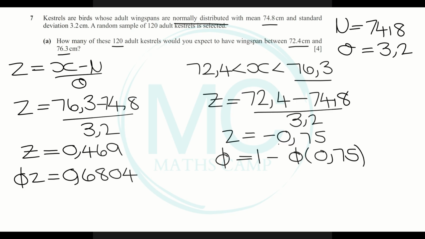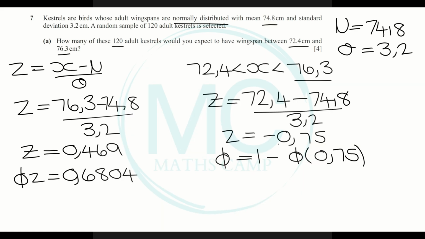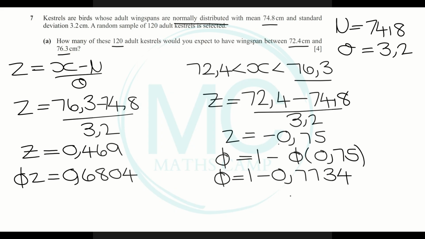0,75. Now let's go to our table. We have 0,7 moving across under 5, 0,7734. So I can say the probability is now 1 minus 0,7734. Take my calculator. 1 minus 0,7734 is equal to 0,2266.